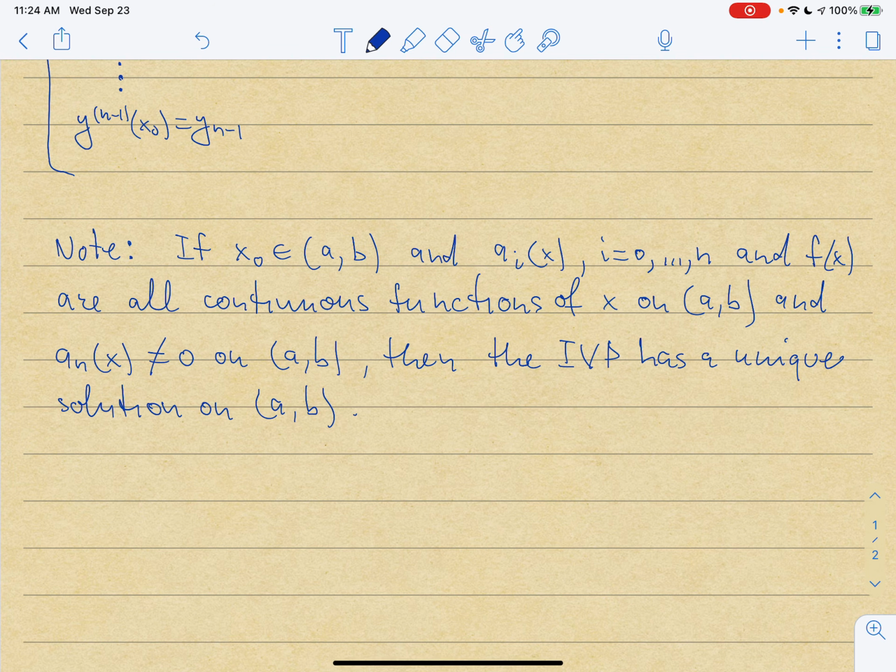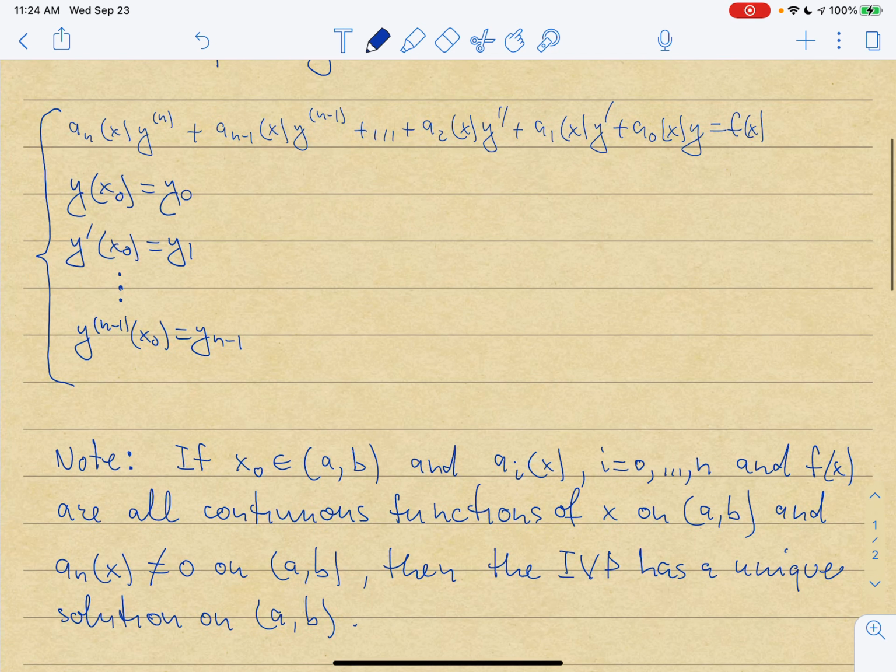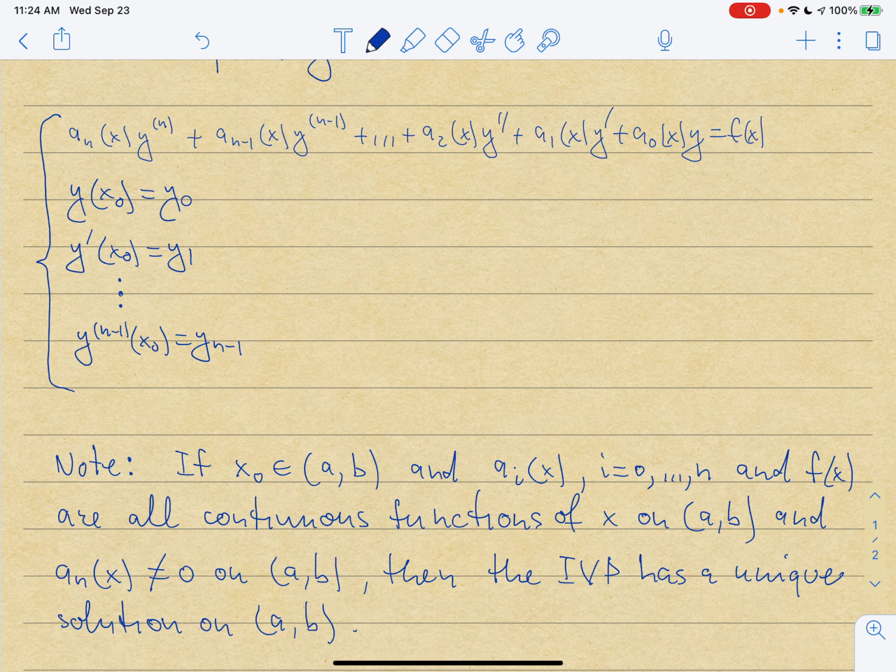All right, so if our initial point belongs to some interval and all coefficient functions are continuous on this interval, and the leading coefficient function a_n(x) does not vanish on this interval, then we can guarantee that the initial value problem will have a unique solution, so then it makes sense to try to solve it.